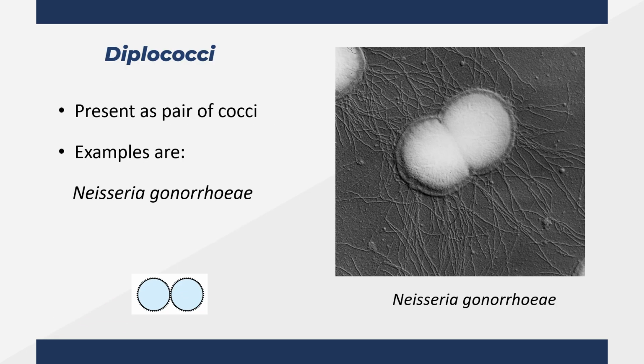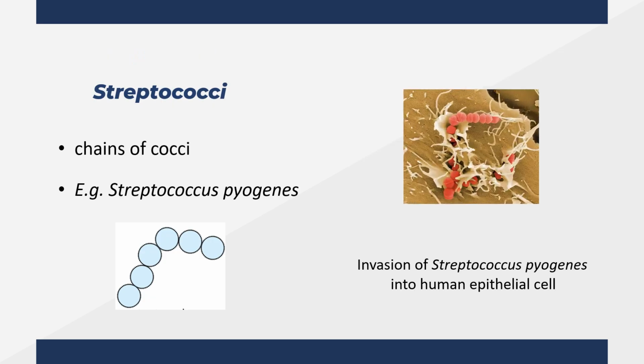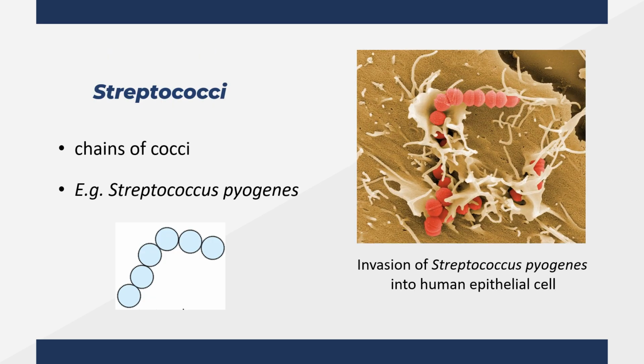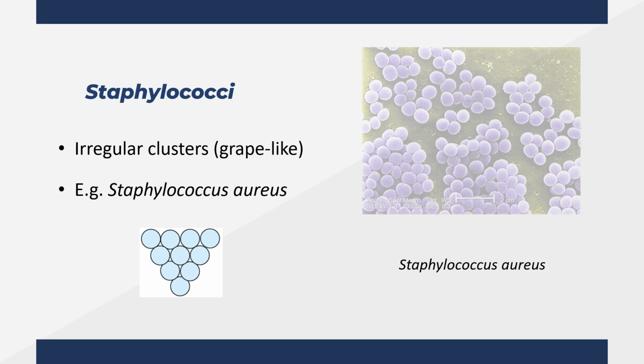When two spherical shaped bacteria remain attached to each other as pair, they are known as diplococci. Example is Neisseria gonorrhea as shown here in this image. Second is streptococci, where a chain of spherical bacterial cells remain attached to each other even after cell division. An example of Streptococcus pyogenes is shown here invading into the human epithelial cell.